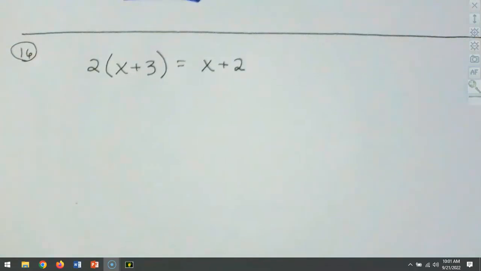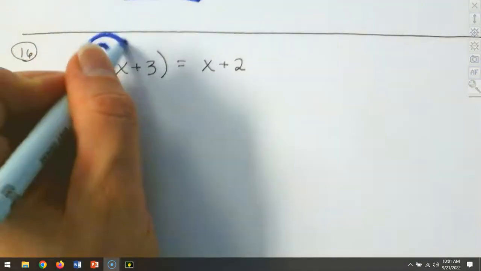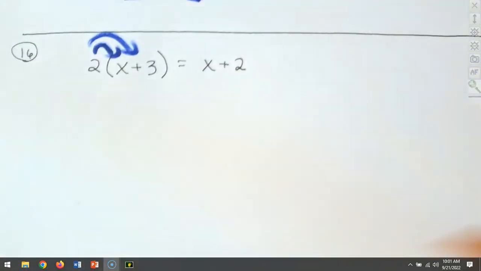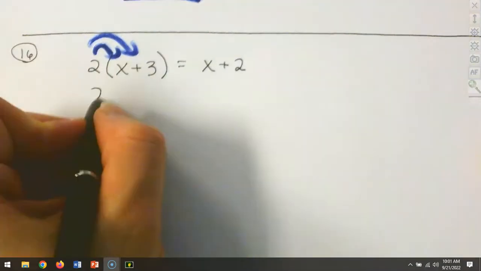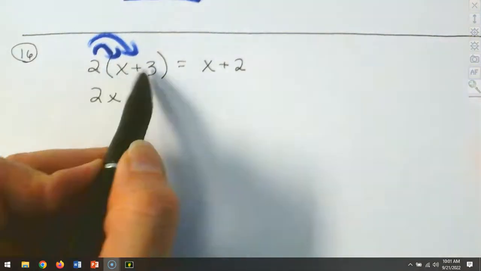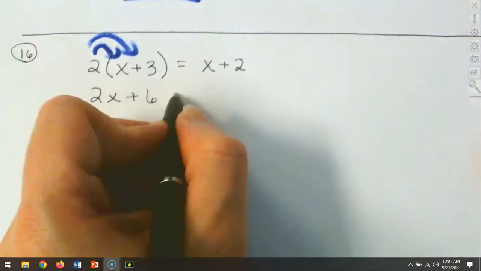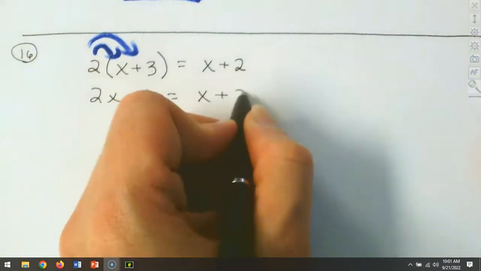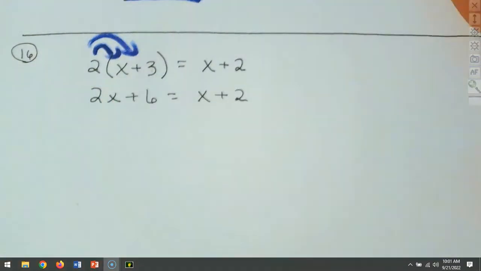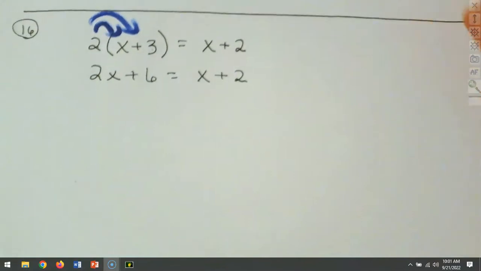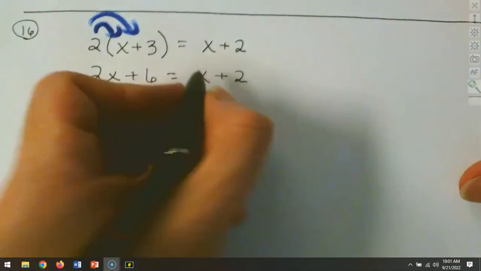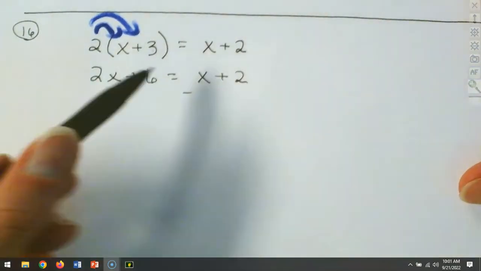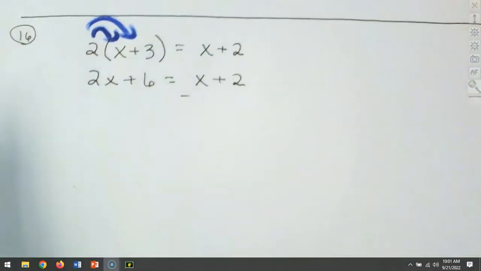Now we can finish it. So we distribute through the 2. And so that gives you 2x, and 2 times 3, that makes it a 6. And next step would be to do what? Just so we understand how to solve these, what would we do next? Yep. Okay, you can do it either way. You can move things around.